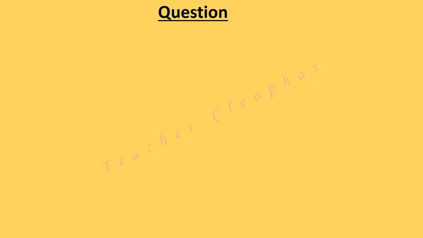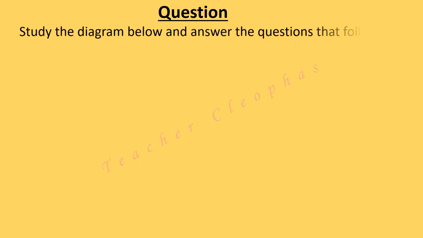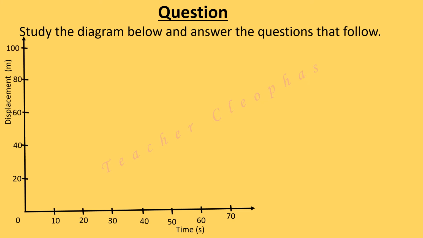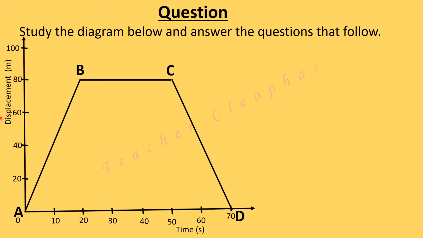Let us now discuss another question. We are required to study the diagram below and answer the questions that follow. Our diagram is a displacement time graph. We provide scale on both axes. Then the graph shows the motion of a particle between stages A, B, C, and D. Questions. First question, what is the initial displacement?